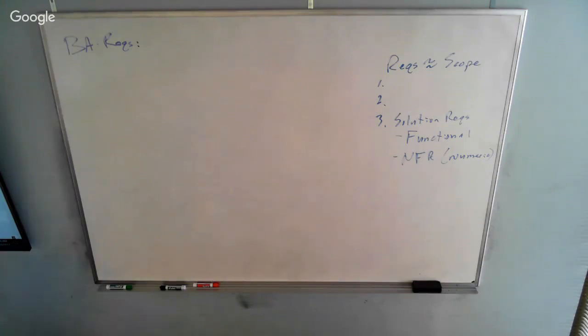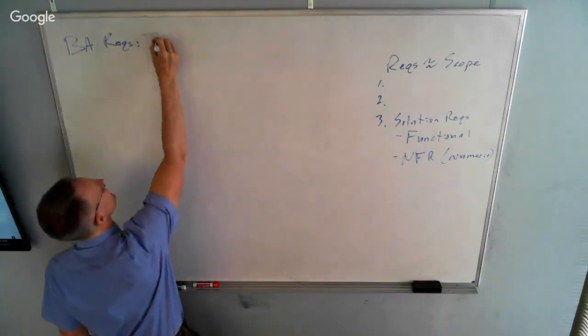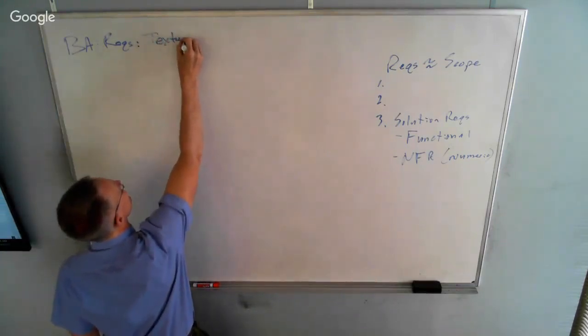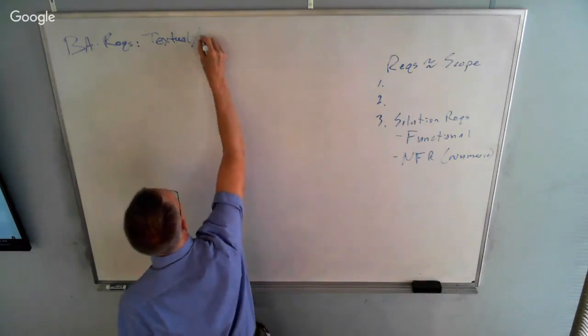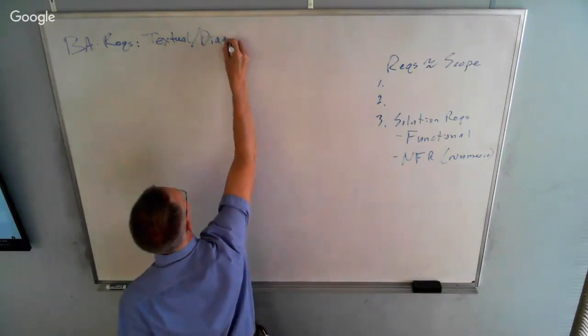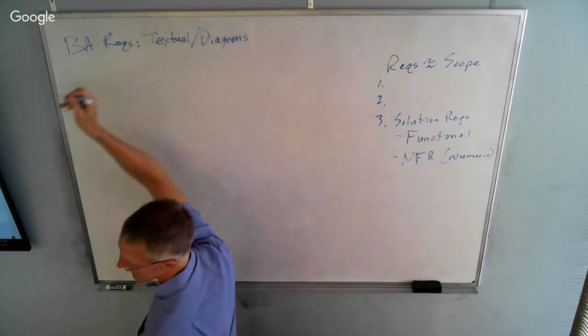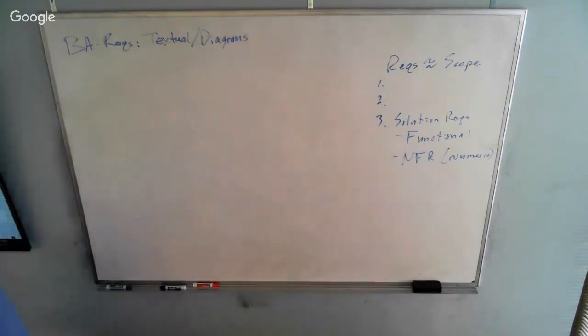Higher than that. There's only 2 categories of requirements. So at the very, very top level, there's only 2 categories of expressing requirements. Let me call that word expressing requirements. There's textual and diagram. Right, exactly. So there's textual, and then there's also diagrams. Okay, those are the 2 ways of expressing requirements.